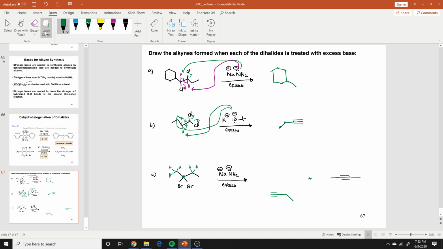Let me write it like this. This is going to be my triple bond, and then I'm having an ethyl group here. So this is going to be my ethyl group, so that the whole thing is linear. See, this carbon and this carbon are linear carbons, so it's going to be linear over here. So this is the alkyne product of a two-step elimination reaction using a very strong base with both geminal and vicinal dihalides.